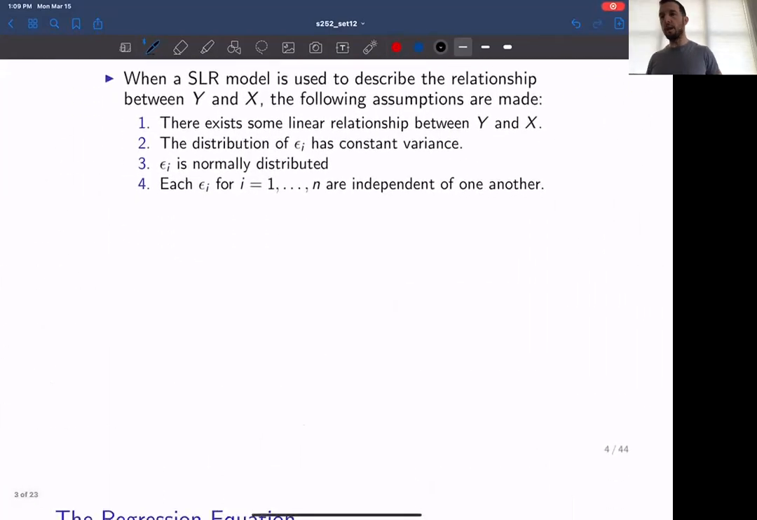Okay, when we utilize a simple linear regression model, we make 4 assumptions. We assume that it's actually reasonable to fit a straight line model between the response variable and the explanatory variable. Basically what we're saying here is it's not going to be reasonable to fit a straight line model to data that's curved, for example. So for assumption 1, we would evaluate using a scatter plot.